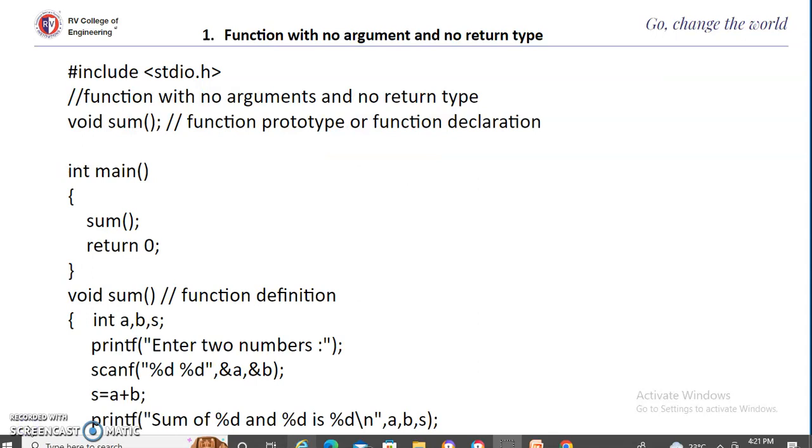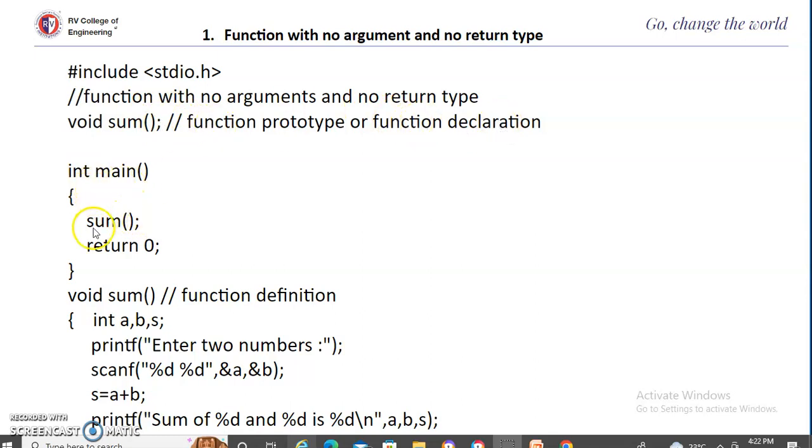Let us see the example for the first kind, where the function is not taking any argument and is not returning anything. So here the prototype goes like this. Sum is a function which does not take anything and does not return anything. So it is void sum, the brackets, and it has to be terminated by a semicolon, which is a function prototype or a function declaration.